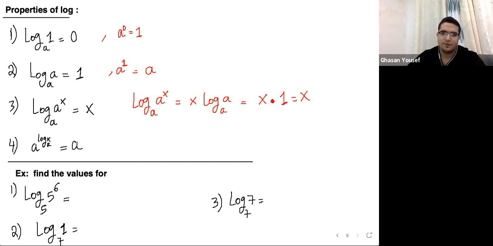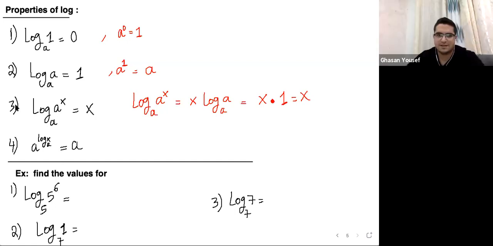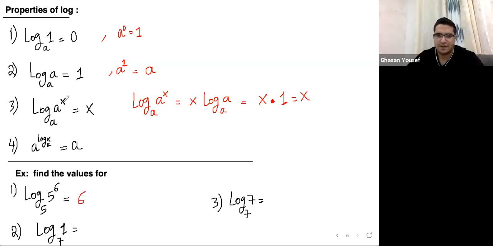Okay, who will do the first one? Logarithm 5 to the power 6. Would it be equal to 1 or to 6? Exactly, it's equal to 6. It's similar to which property? The third property. Okay, nice. So the answer is 6. So my x here is 6, my a is 5.